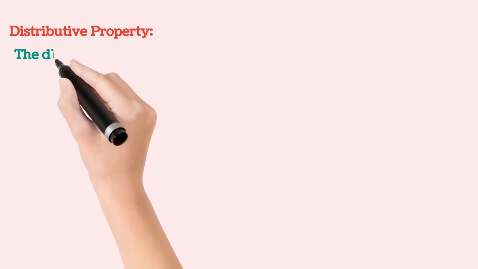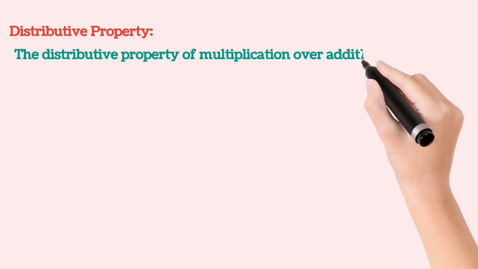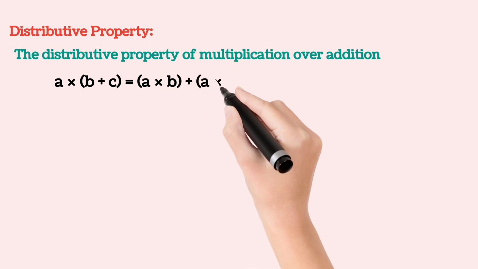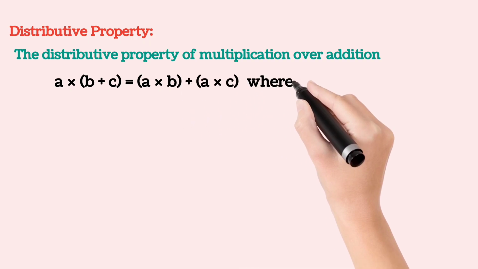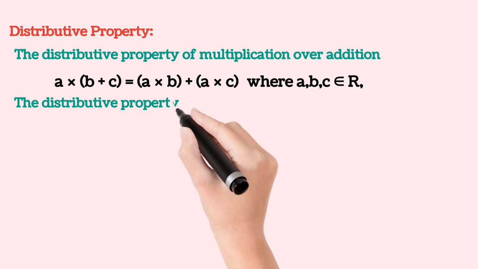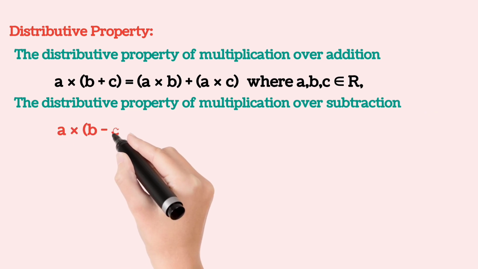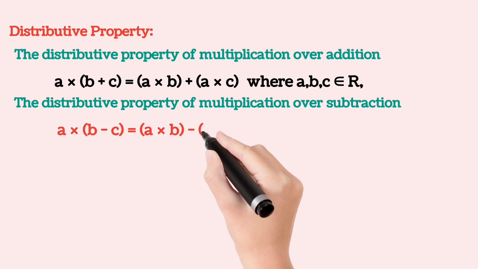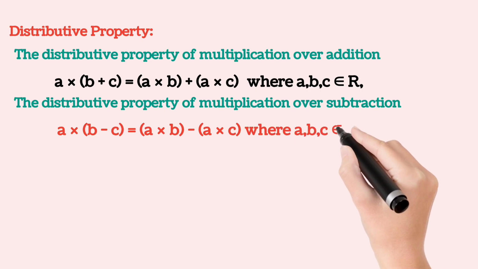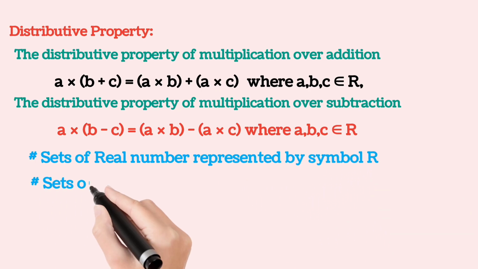Next property distributive property है। The distributive property of multiplication over addition: a into (b plus c) in bracket can be written as (a into b) in bracket plus (a into c) in bracket, where a, b, c belong to real numbers. The distributive property of multiplication over subtraction: a into (b minus c) in bracket is equal to (a into b) in bracket minus (a into c) in bracket, where a, b, c belong to real numbers.